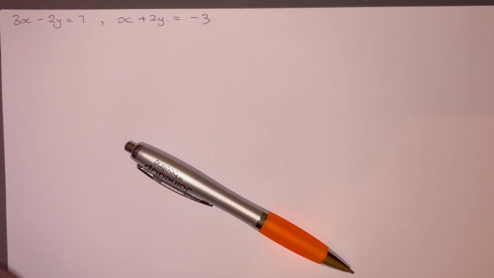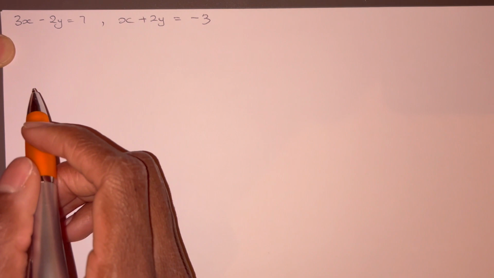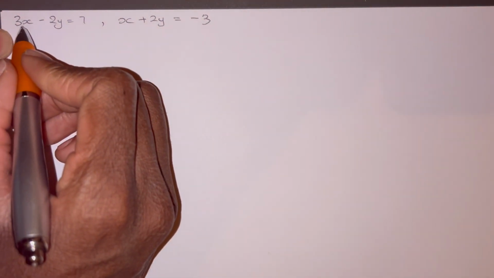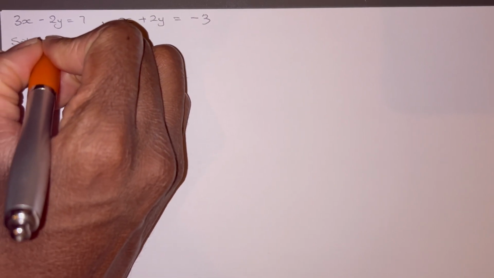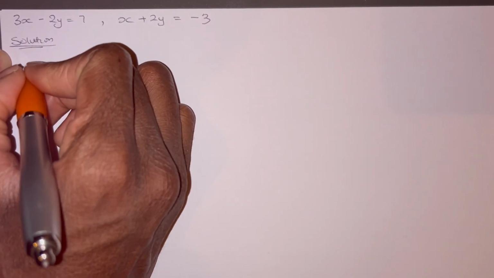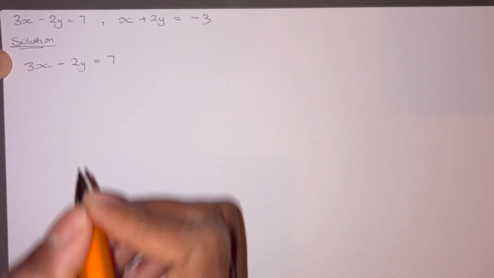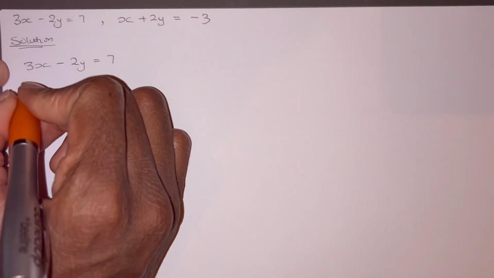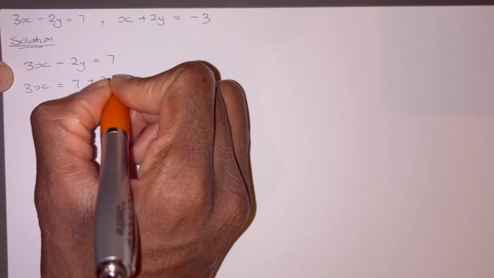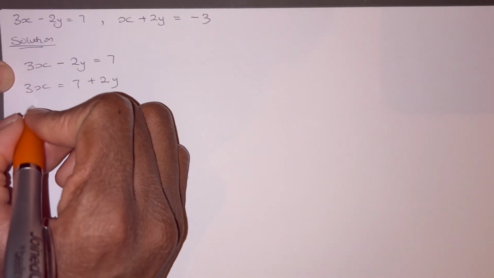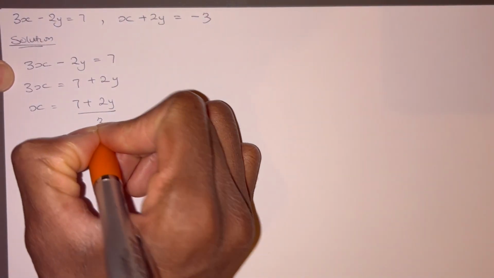So here we have two different equations. Our objective is to find out what x is and what y is. So first of all, we'll take this equation and find out what x represents. Solution. See here, 3x minus 2y equals 7. 3x equals 7 plus 2y. x equals (7 plus 2y) over 3.